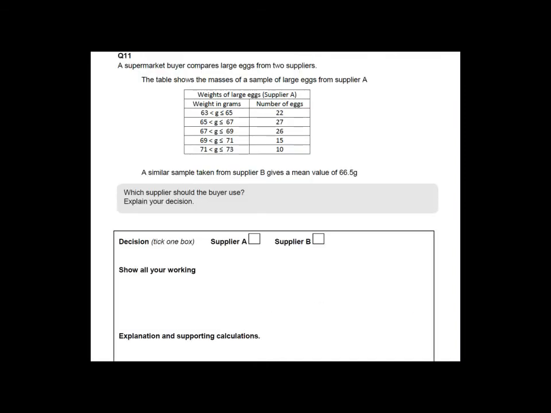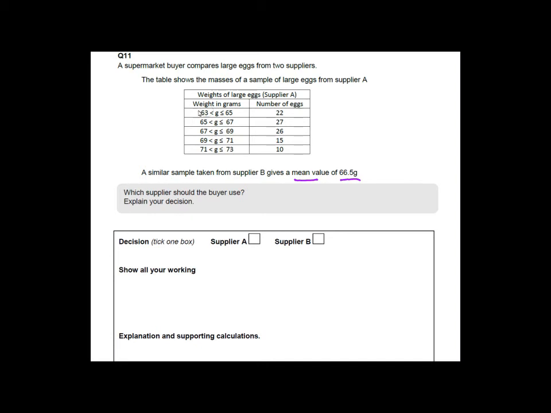Question 11. A supermarket buyer compares large eggs from 2 suppliers. The table shows the masses of a sample of large eggs from supplier A. A similar sample taken from supplier B gives you a mean value of 66.5. Which supplier should the buyer use, and explain your decision? So we've got a mean for supplier B. What we need to do is work out a mean for supplier A.